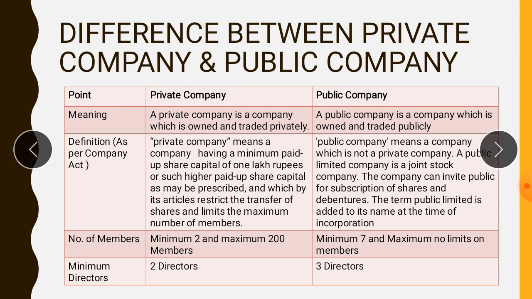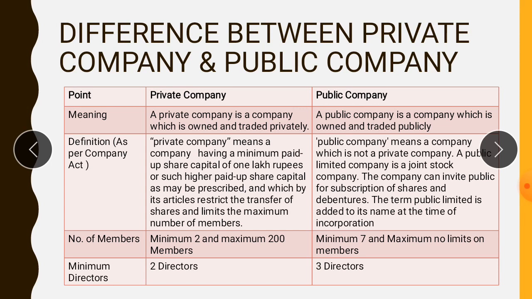Second point, definition. Definition must be as per the Company Act 2013. Private company means a company having minimum paid up share capital of 1 lakh rupees or such higher paid up share capital as may be prescribed, and which by its article restrict the transfer of shares and limits the maximum number of members. While public company means a company which is not a private company.